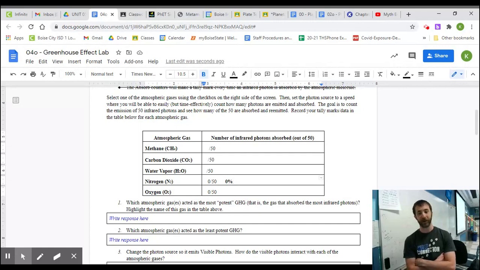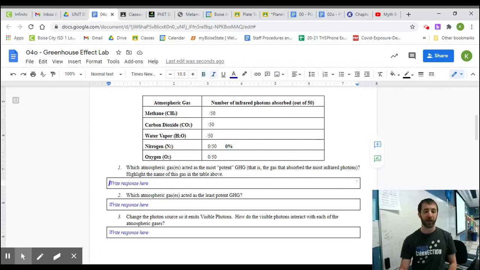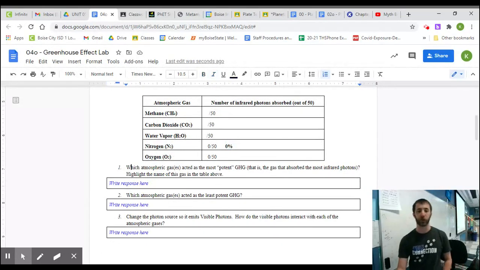And now that we're back, you should have all of your percentages bolded for the percent likelihood of an infrared photon interacting with these different molecules. You've got two questions right here that I'm going to encourage you to answer regarding the most potent greenhouse gases and the least potent. Pause now to answer questions 1 and 2. And we will move on to number 3.